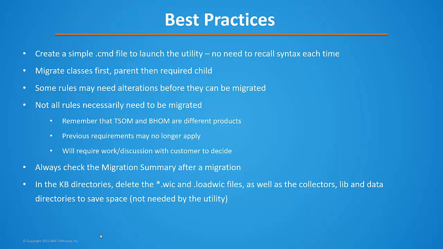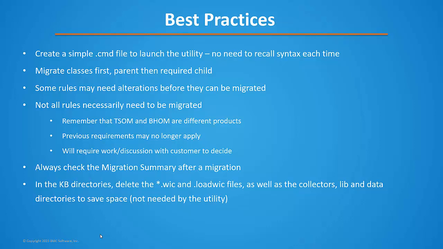And you need to remember to migrate your classes first. Of course, you need those there for your rules to work. But then migrate those from parent and then the required child. You could do it the way I showed in the utility, where you get the whole chain. But if you get your parent classes migrated that you're going to require, then as necessary, you can migrate those leaf classes that apply to your rules.